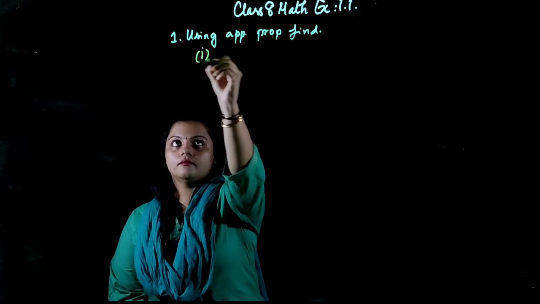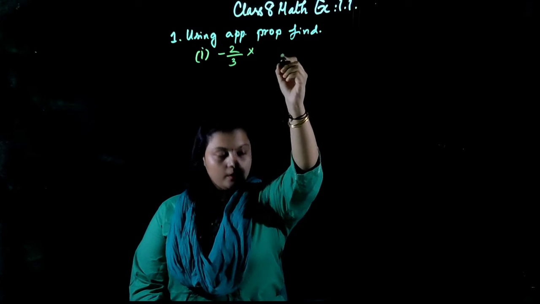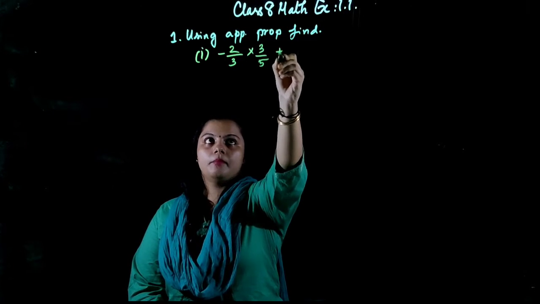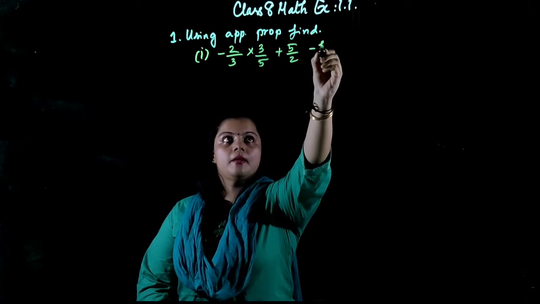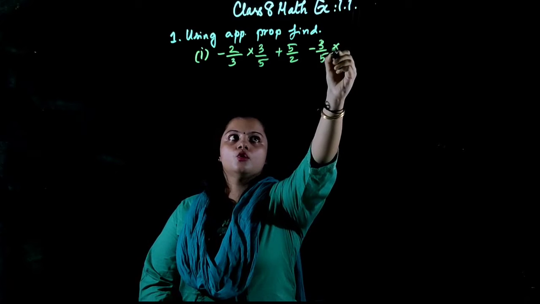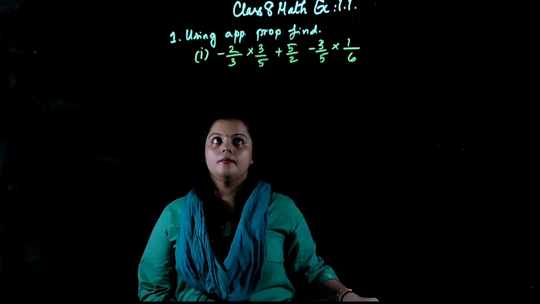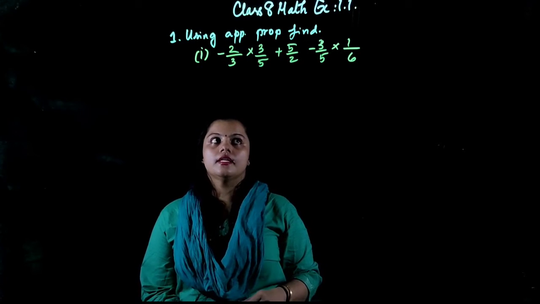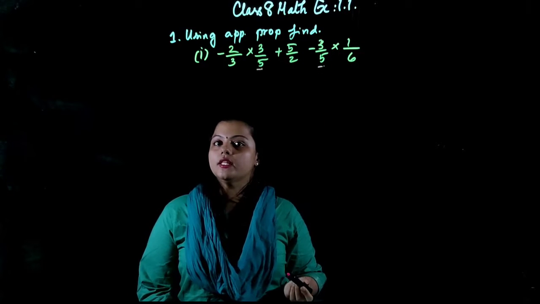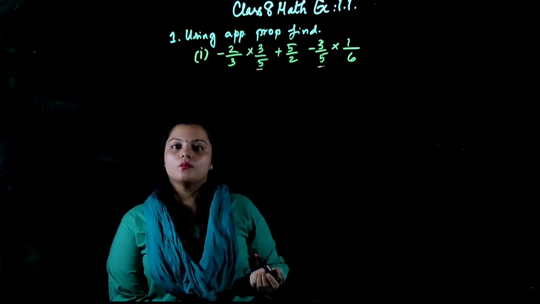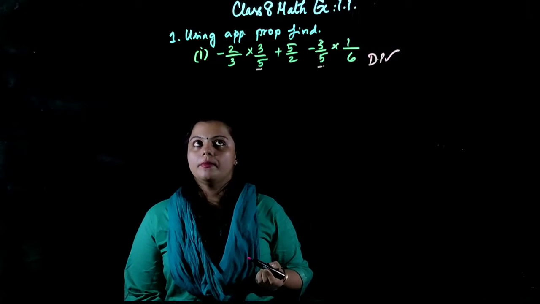Here's your question. It says minus 2 by 3 into 3 by 5 plus 5 by 2 minus 3 by 5 into 1 by 6. Upon looking at this question, you can tell me what properties we could use. Do you observe that 3 by 5 is repeating 2 times, which means we can take it common outside, right? Yes, we can use distributive property. I'll call it DP.